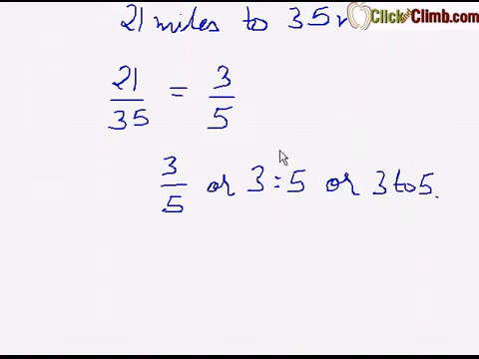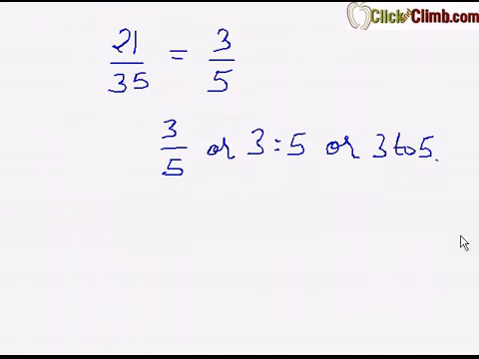Now one thing to be noticed here is that the ratio is a unitless quantity. The ratio doesn't have any units. You can see that I was given the quantities as 21 miles to 35 miles, but I write the answer as 3 to 5 and not 3 to 5 miles.